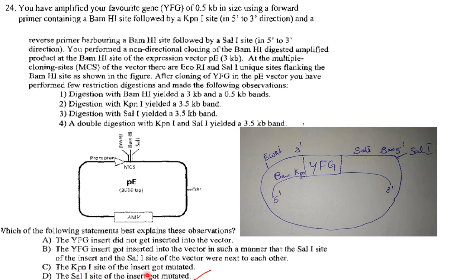Then, KPN1 site of the insert got mutated. It didn't get mutated, because you got a perfect 0.5 kb band. The SAL1 site of the insert got mutated. That might be true. That is why double digestion with KPN1 and SAL1 didn't yield extra bands. It gave only one 3.5 kb band. So what we can make out from this observation is that the SAL1 site of the insert got mutated.